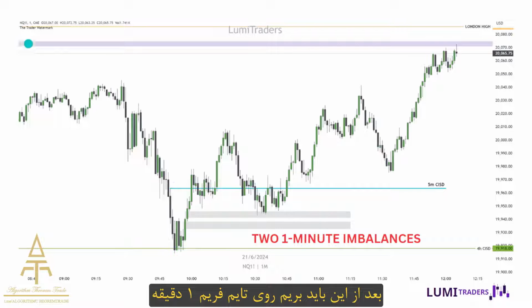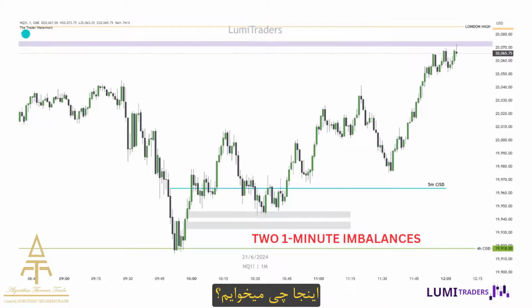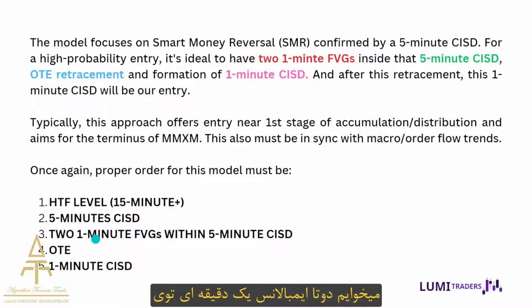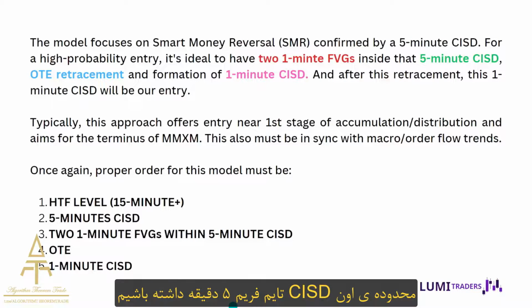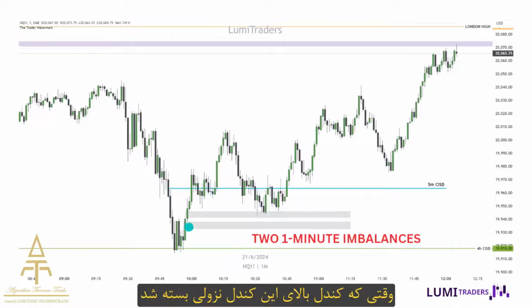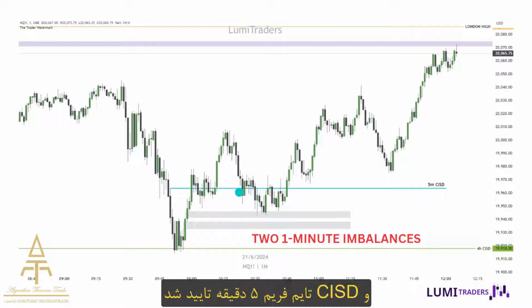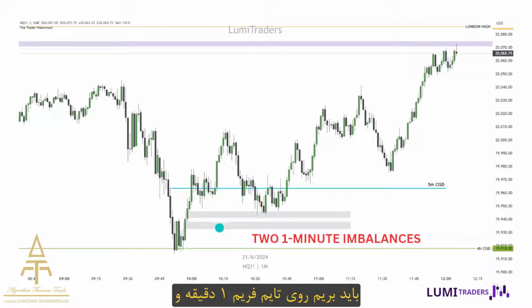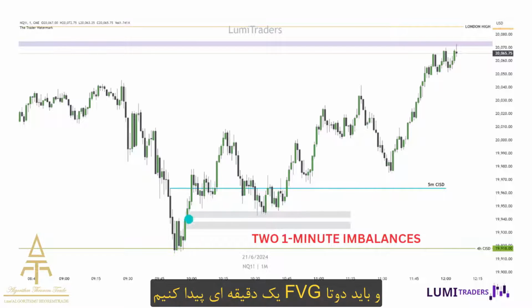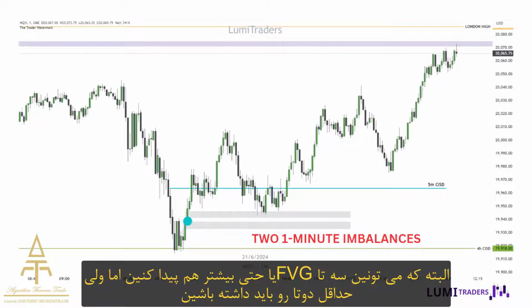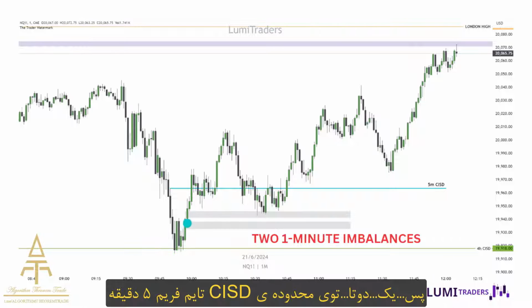After this, we want to switch on 1-minute chart. What we want to have inside this? We want to have two 1-minute imbalances within 5-minute change in the state of delivery range. So once we got the closure above the down close candle and we got confirmed 5-minute change in the state of delivery, we want to switch on 1-minute chart and we want to find two 1-minute fair value gaps. Of course, you can find like 3 and more fair value gaps, but you must have at least 2. So 1, 2, within 5-minute change in the state of delivery range.